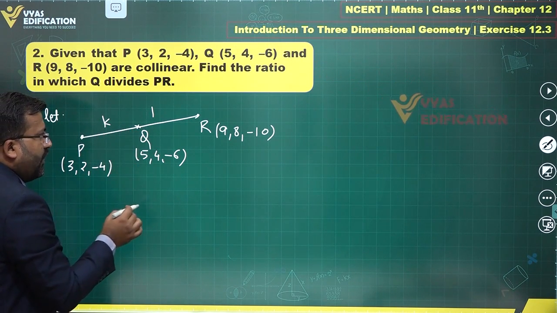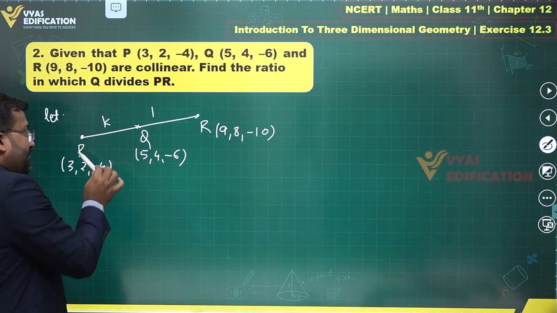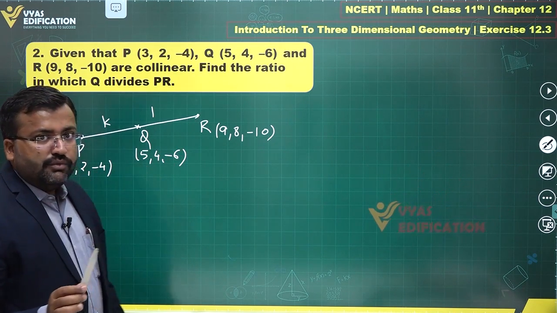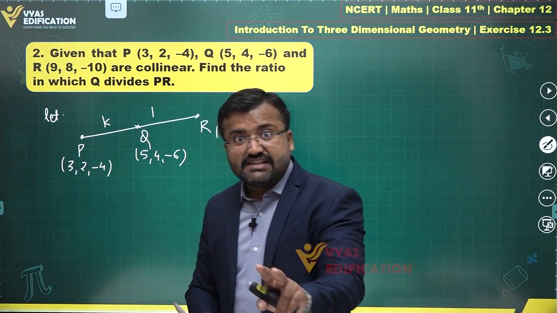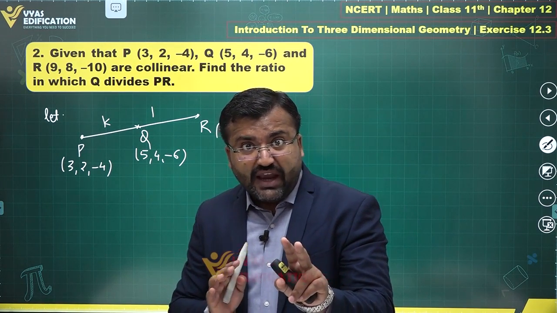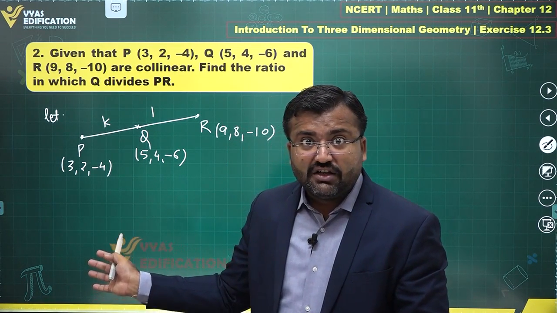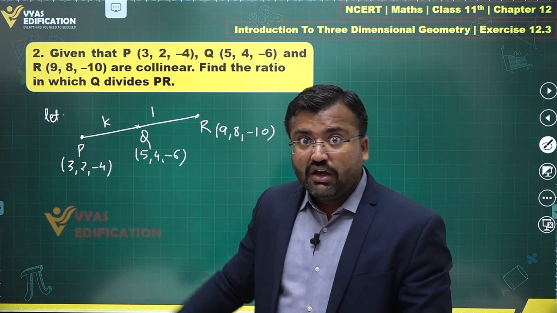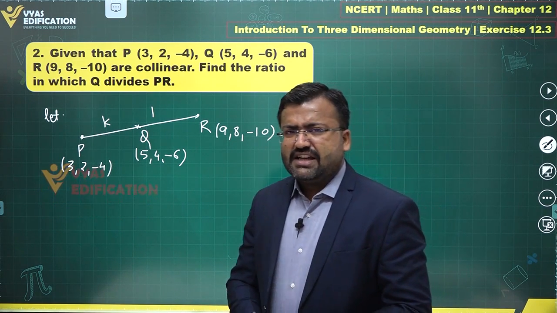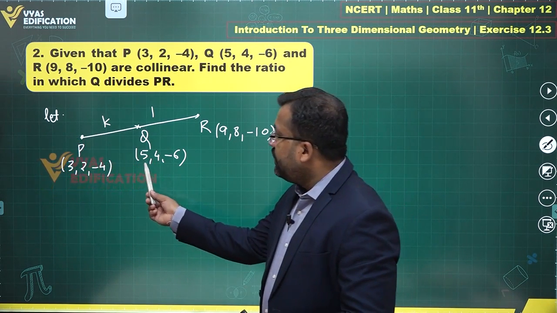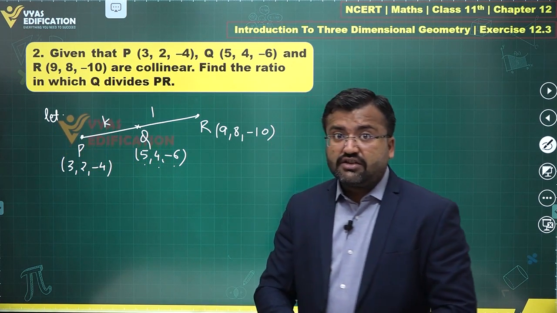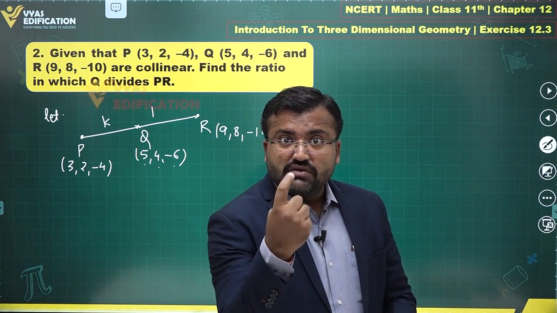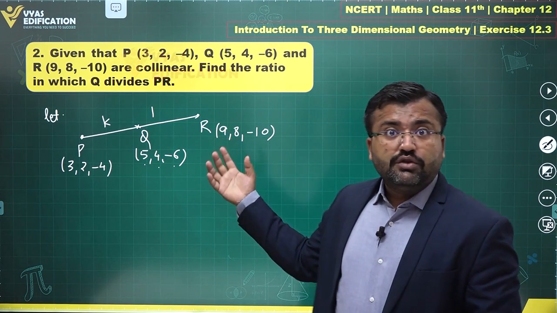If the ratio is k is to 1, then given P and R, can I write the coordinates of Q? Oh, but the coordinates of Q are already given. Yes, that's the key. You can write the coordinates of Q which are already given, right? So you will get an equation in terms of K. Not exactly one equation, we'll actually get, from X coordinate, from Y coordinate, from Z coordinate, 3 equations. Just one unknown. Oh, there are more number of equations, yes.